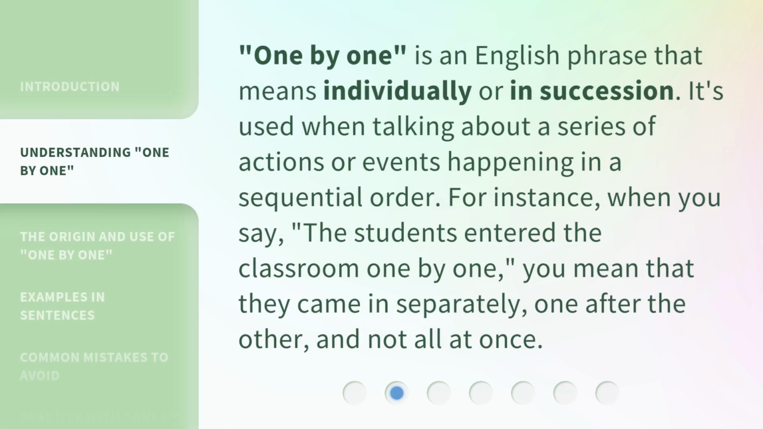One by one is an English phrase that means individually or in succession. It's used when talking about a series of actions or events happening in a sequential order. For instance, when you say, the students entered the classroom one by one, you mean that they came in separately, one after the other, and not all at once.